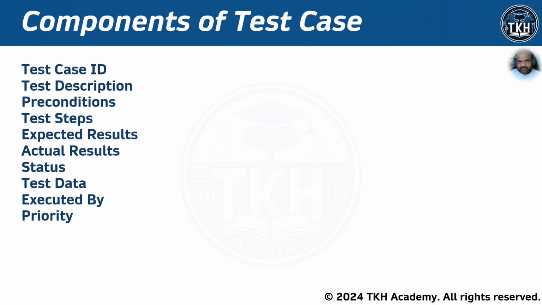And the actual result is essentially what actually happened. Based on this expected and actual, the status comes into picture. What is status? Whether the test case passed, whether the test case failed, whether the test case was blocked because of some other test case failing. For example, you have five things to test, but if the first thing is not working, you cannot test the rest four of them. So that test case will be blocked by the other test case, right?